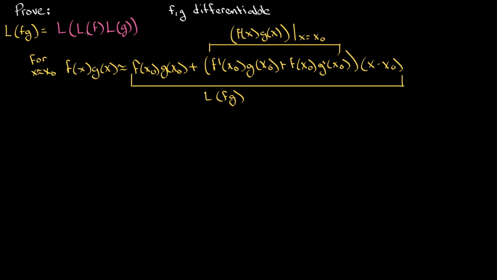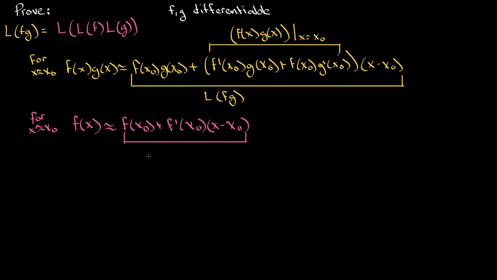We need to find the linear approximation of f. Let's do that next. This is going to be, for x values near some x naught, the linear approximation of just f. You can pause the video, but here we go. We have f of x naught plus f prime of x naught times x minus x naught. That's what we find for L of f. That is this right here. This is L of f. And now we're going to do the same thing for g.